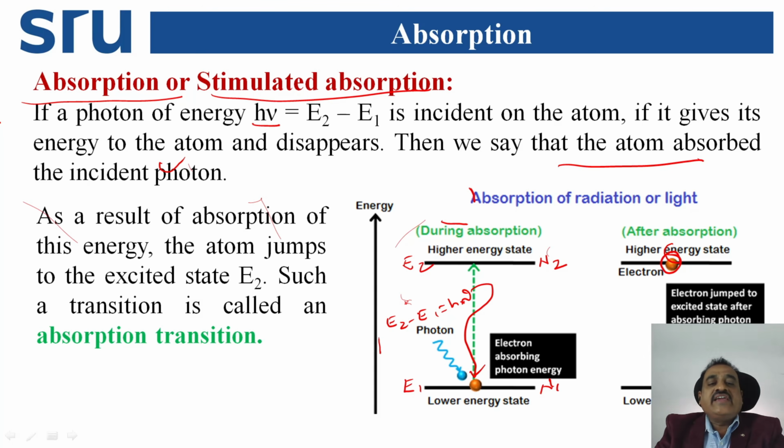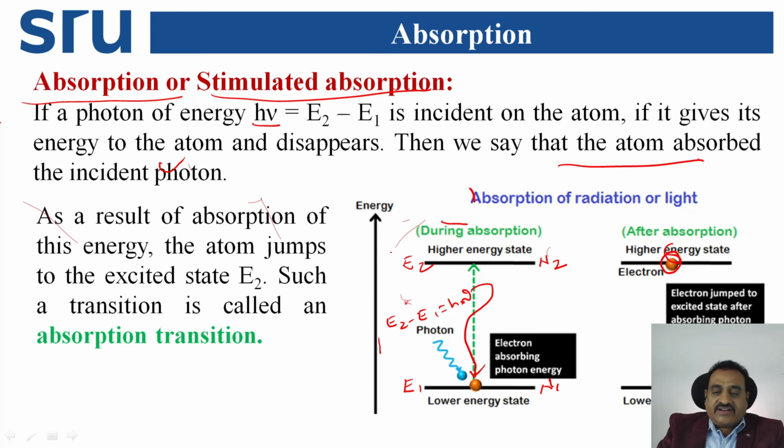So what I am saying here, try to understand. When a photon of energy E2 minus E1 is equal to h nu is incident on the ground state atom, then it is excited to the higher energy state. This phenomenon is called stimulated absorption or absorption transition.